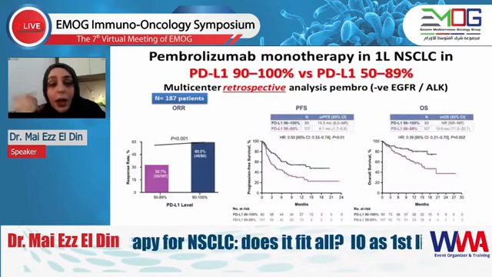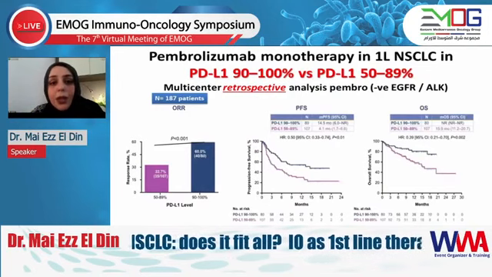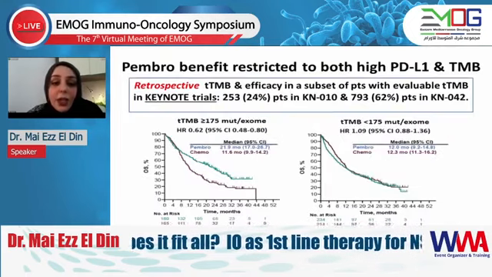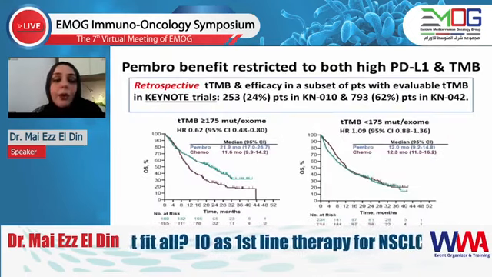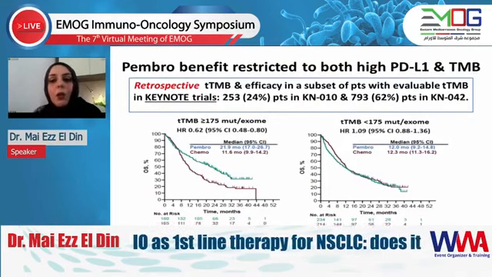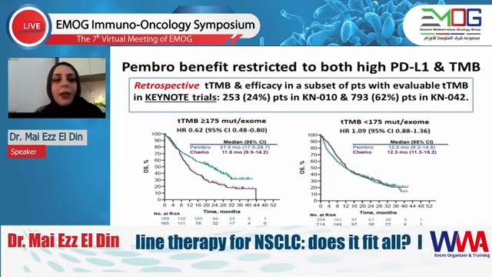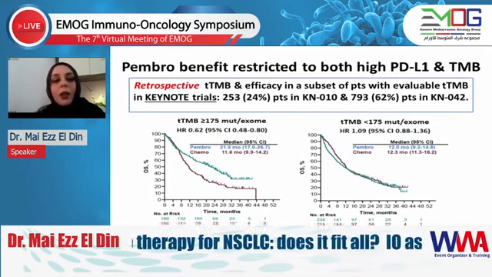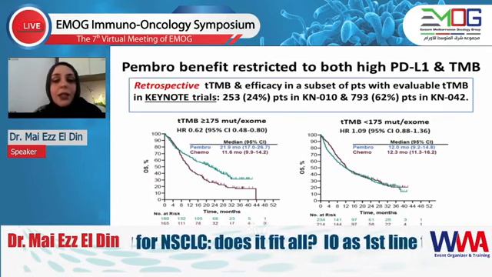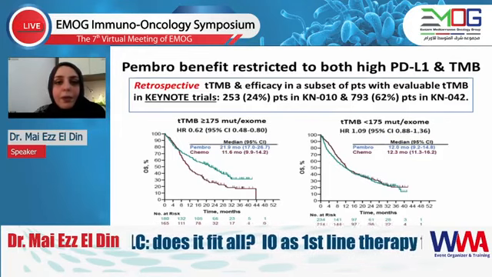And this is in line with previous findings, that PD-L1 90 to 100% versus even 50 to 90% seem to do better. And there is this interesting analysis by Professor Herbst, who had a retrospective analysis of tumor mutational burden in patients that are PD-L1 in excess of 1% from KEYNOTE-010 and KEYNOTE-042. And it found that if you're PD-L1 positive with a higher tumor mutational burden, as in this case, 175 mutations per exome, it seemed to confer that you will benefit more with the use of immunotherapy, in this case, pembrolizumab.